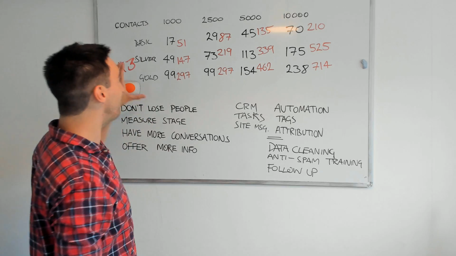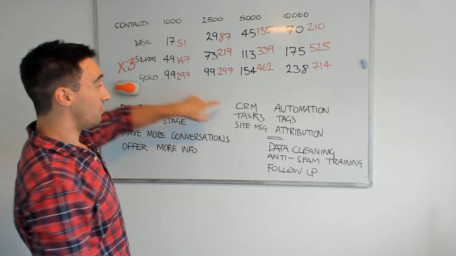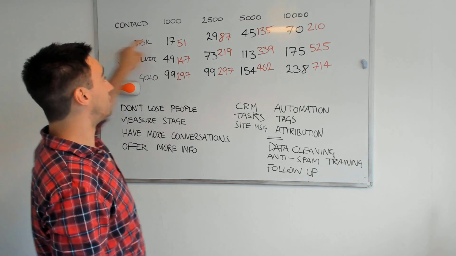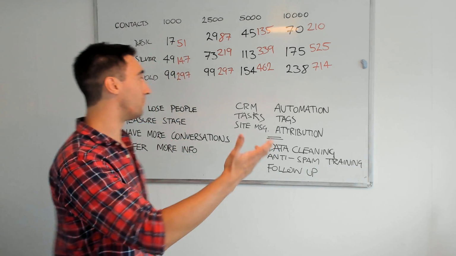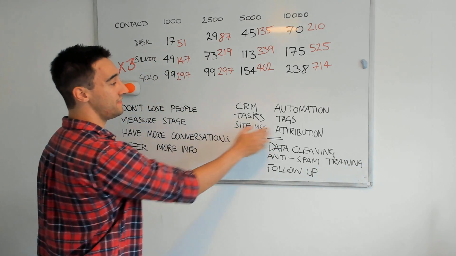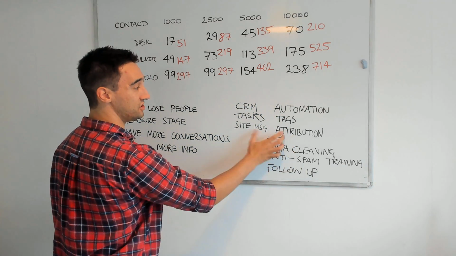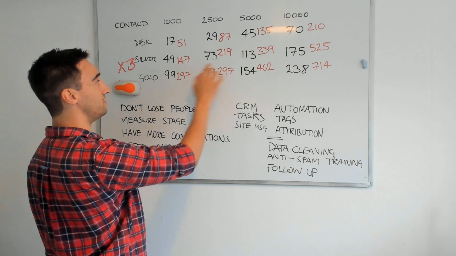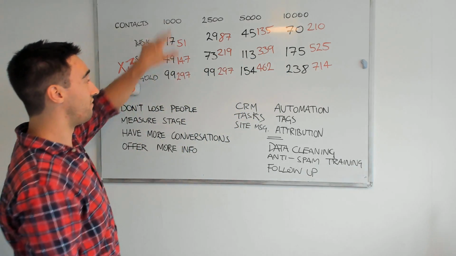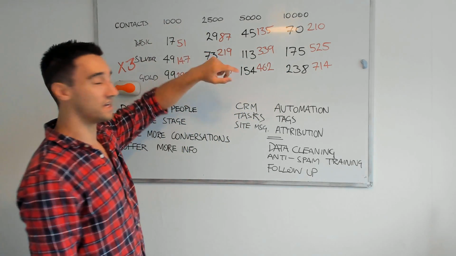Okay, however, because I know they want the CRM, this entire top level is irrelevant. They can't, there's nothing they can do with that, right? Next down, they have everything except site messaging and attribution. Okay, basically everything here except site messaging and attribution. So for $49 a month for 1,000, it's 147. Here's where it gets interesting.